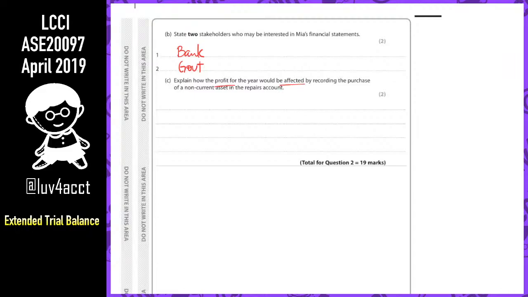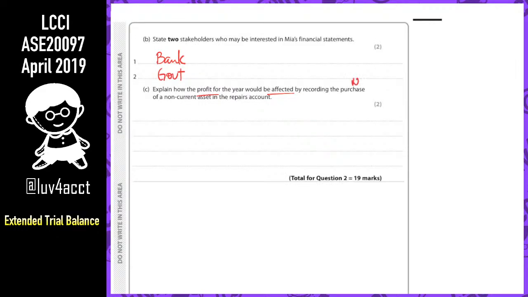The purchase of a non-current asset is a non-current asset, but then you put it as an expense. If it is like this, then expense would be overstated. That's why your net profit would be understated. Okay, 19 marks, finish.